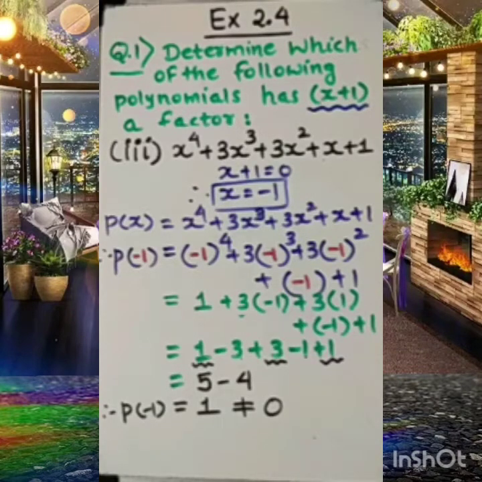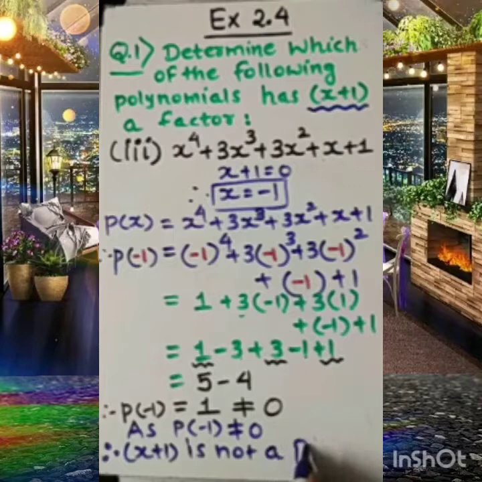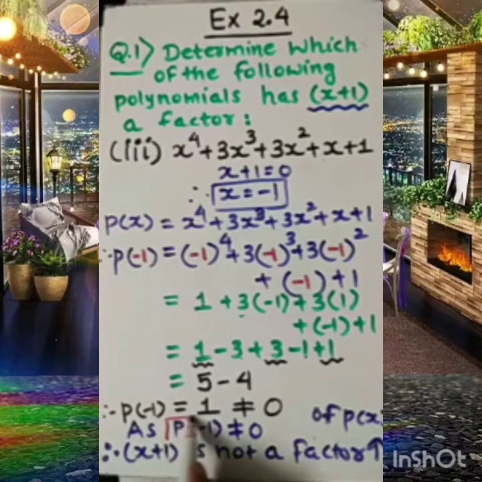We need to mention here that p minus 1 is not equal to 0. Therefore, x plus 1 is not a factor of px. Here I am mentioning: so x plus 1 is not a factor of px. Reason behind that, what is the reason? Because p minus 1 is not equal to 0. Fine.